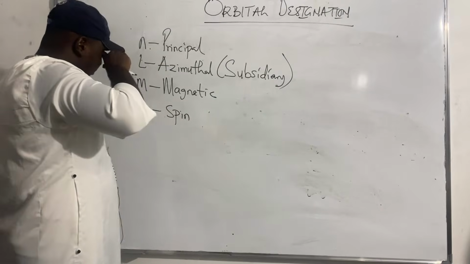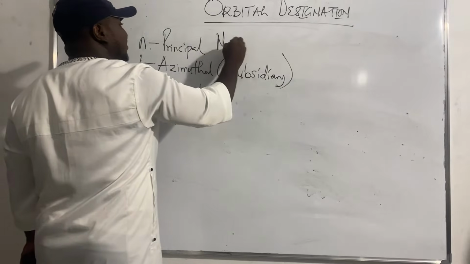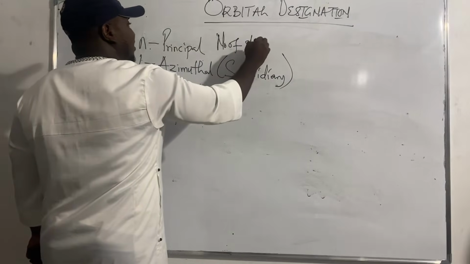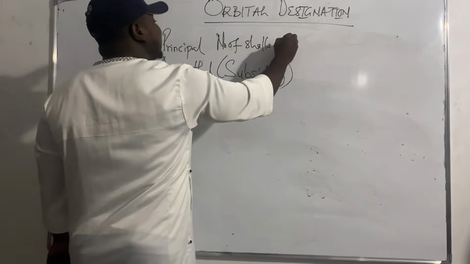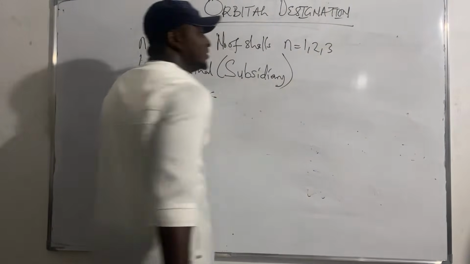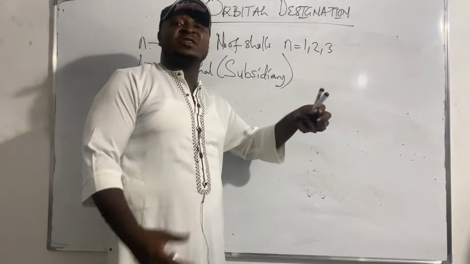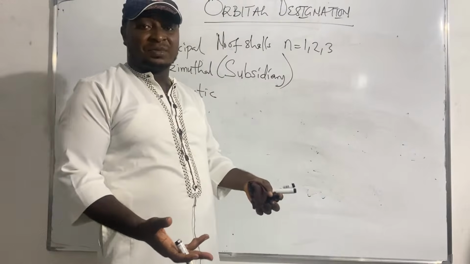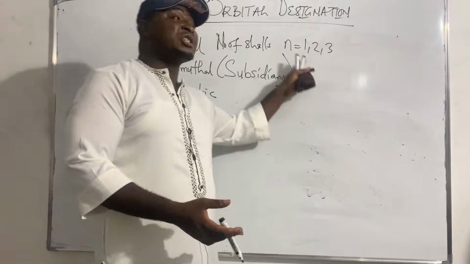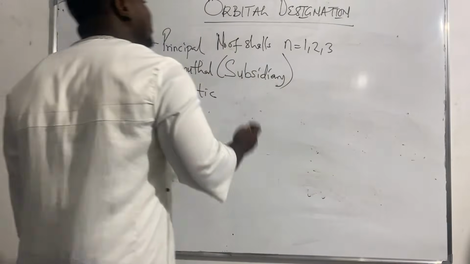Class, the principal quantum number represents the number of shells. The value starts from 1, 2, 3, like that. So a principal quantum number cannot be 0, because you cannot have 0 shells. Now you are not an atom. At least the smallest element has 1 shell. So the principal quantum number starts from 1, 2, 3.